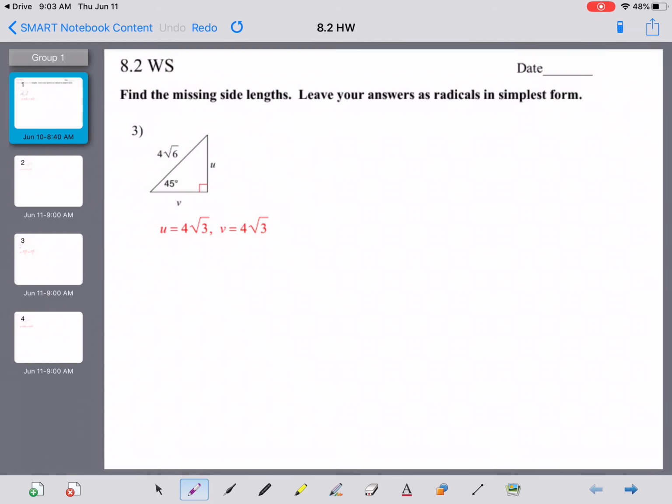All right, everybody, let's run through 4 problems off of the 8.2 worksheet. Instead of just going in the order that I normally do, I thought I'd pick some of the harder problems to work through with you because there's some odd stuff going on. So let's take a look at number 3.